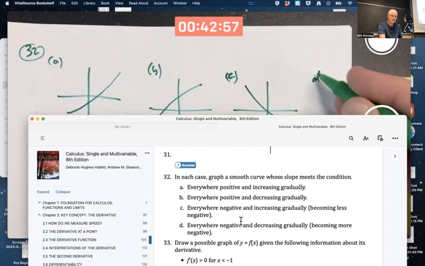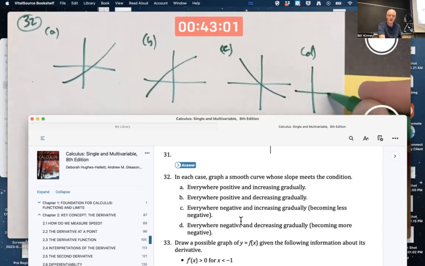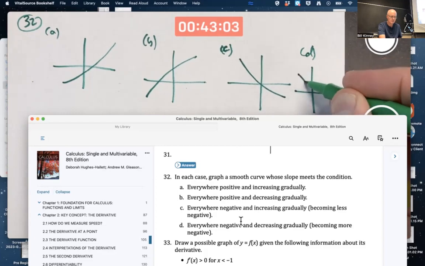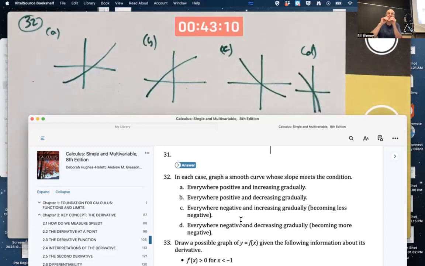And then D, negative and decreasing gradually. Negative slope, so it goes down. And it's got to be concave down. That slope is decreasing. It's getting more and more negative. If you imagine the value of the derivative on a number line, it's moving to the left on a number line. Once again, I made it go through the origin. It doesn't have to.